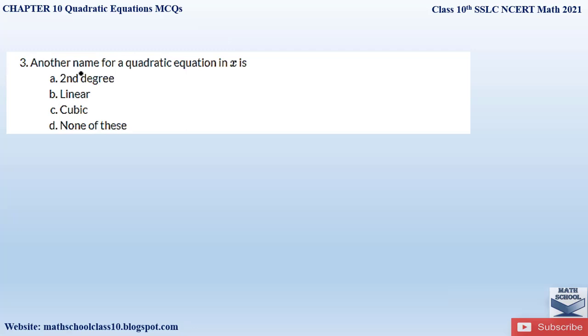Third question. Another name for a quadratic equation in x is. A quadratic equation is given by ax square plus bx plus c equal to 0, right? Where a is not equal to 0. So this equation is of degree 2. So our correct option is second degree equation. It is not linear because a linear equation will have degree 1, cubic will have degree 3. So our correct option is option A, that is, another name for quadratic equation in x is a second degree equation.